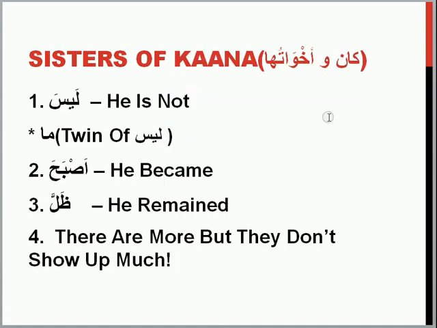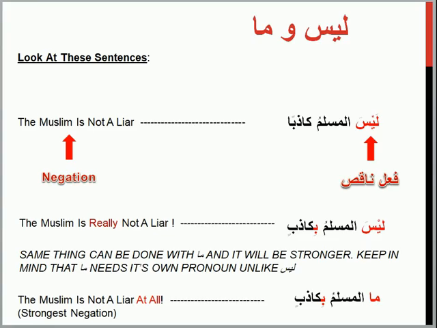And there are other sisters of Kaana. They are Laisa, Asbaha, Zolla, and many more. And Ma is a twin of Laisa. And there are 4 ways to negate using Ma and Laisa. Among them, the weakest is Laisa with nothing, and the strongest is Ma and Ba with the doer. Khabar. So the khabar, if it has a Ba with it, it becomes a muta'alliq bil khabar, and that would be the strongest form of negation. So that's all for Naaqis and Kaana.